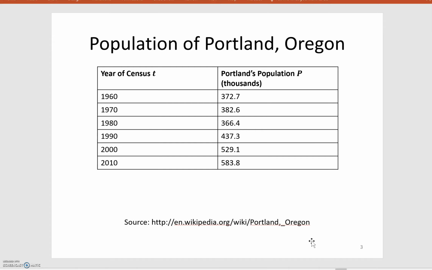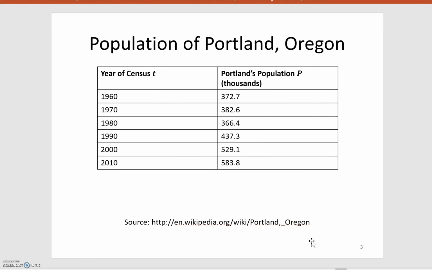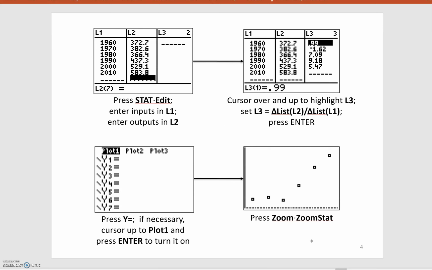This is the population of Portland, Oregon over a 50-year period in thousands. And what we're going to look at is whether or not this is a linearly distributed set of data and try to find a line that goes through it if it is linear and so forth. So the first thing that you would do is you've got to get this data entered into your calculator. That would involve entering all these dates and then their associated populations in columns L1 and L2.